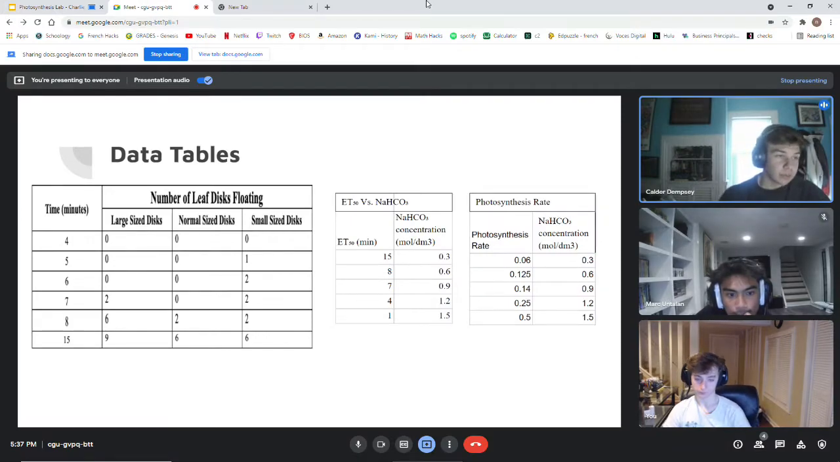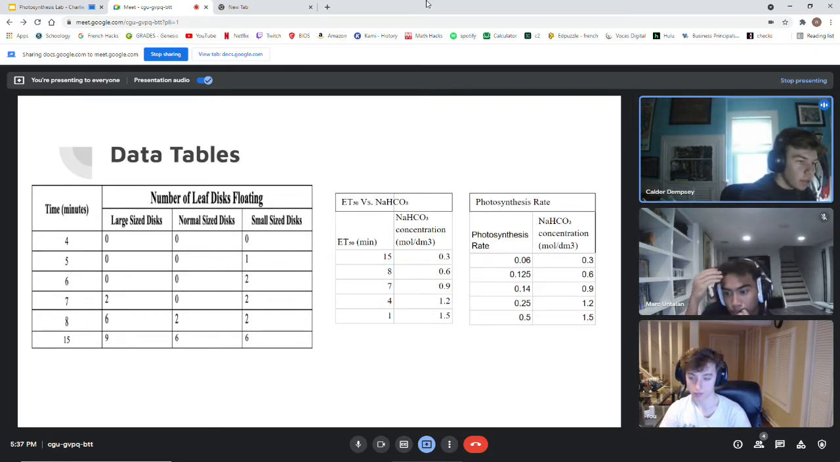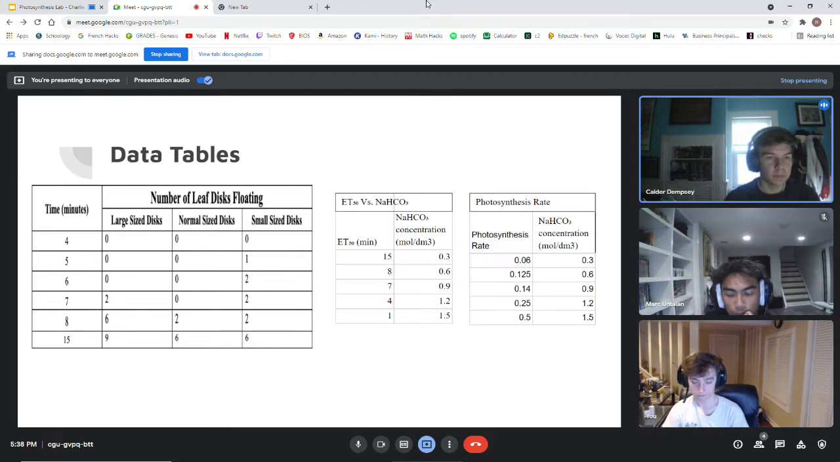So these are our data tables. Our first data table is the number of leaf discs floating versus time. You can see at the bottom that over 15 minutes, 9 large size leaf discs have risen to the top, and then only 6 of the normal and small have risen to the top. The next table in the middle is the ET50 table, and the table to the right of that is the photosynthesis table.